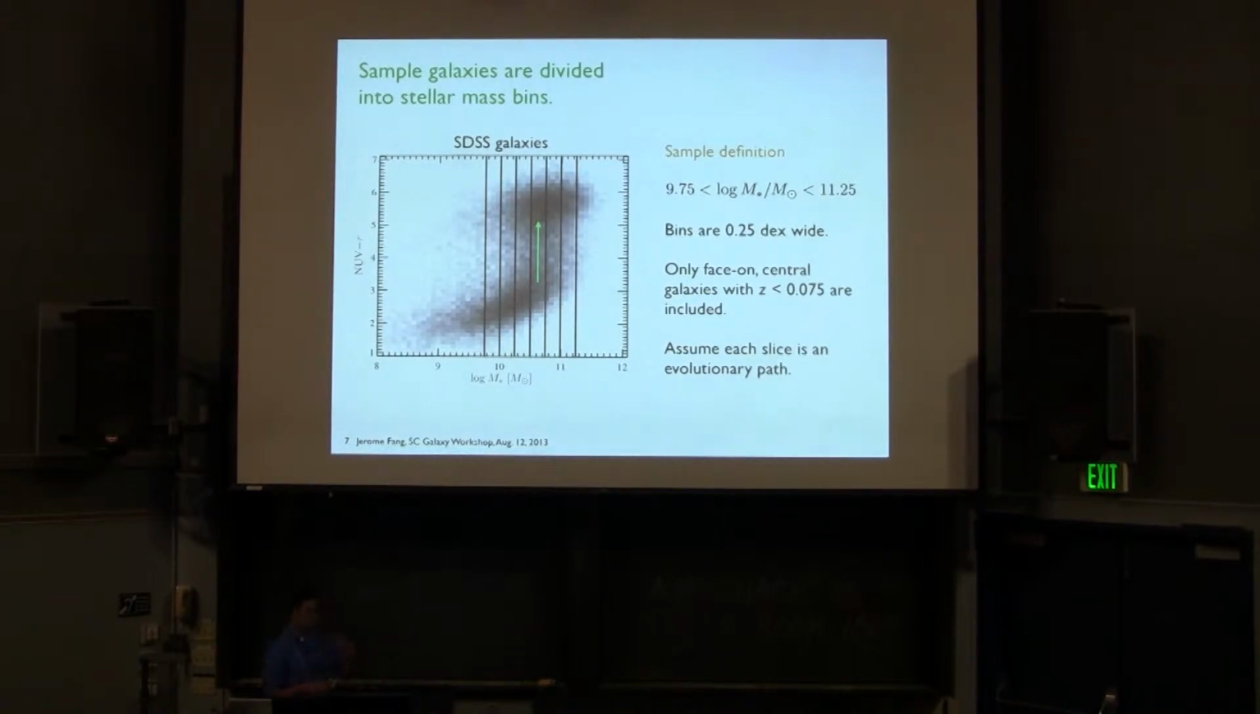Face-on because we don't want any heavily dust-obscured galaxies that are edge-on that might pollute the Green Valley. We're only focused on central galaxies in this work. So Joanna will be adding to that and talking about satellite galaxies in her talk. And we do impose a redshift limit here. And the main purpose of dividing into mass bins is that we do assume that each of these slices represents an evolutionary path, that the quenching process can occur essentially at fixed mass. So galaxies just move upward in this diagram.